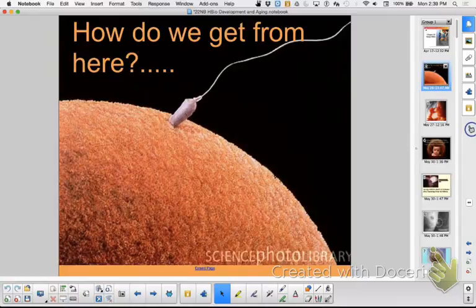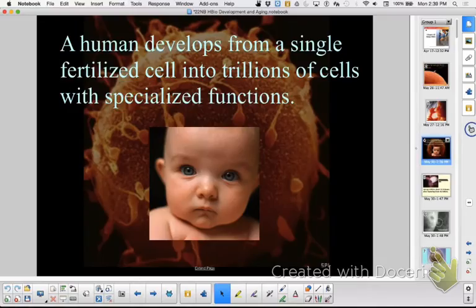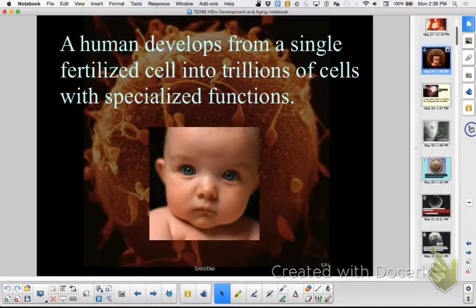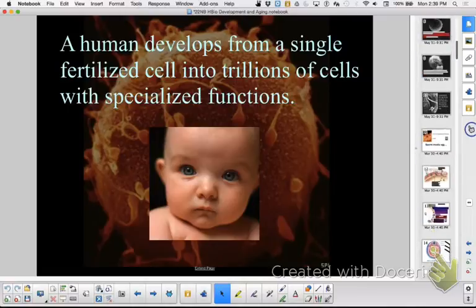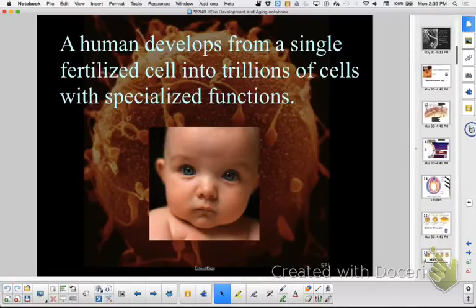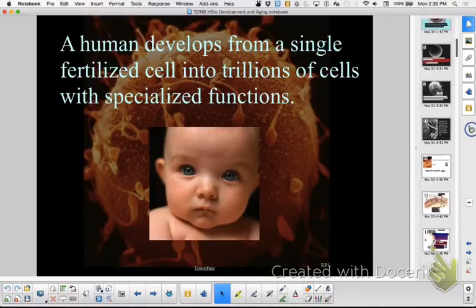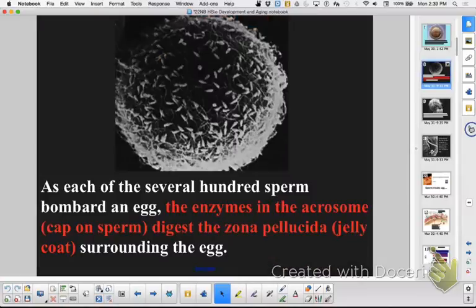Okay, so this is our chapter on development and aging. The big ticket item is how we get from here to forming a new organism. We also talked about aging. I'm going to skip right to the key points as we go through here, and then we'll do all the questions as well. The first thing I want to talk to you about is when fertilization takes place.